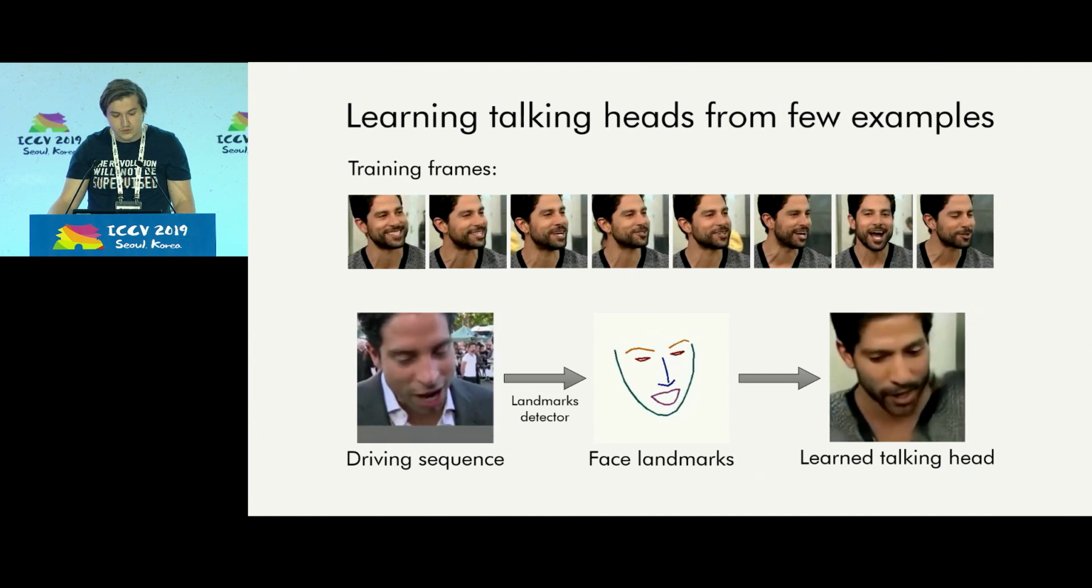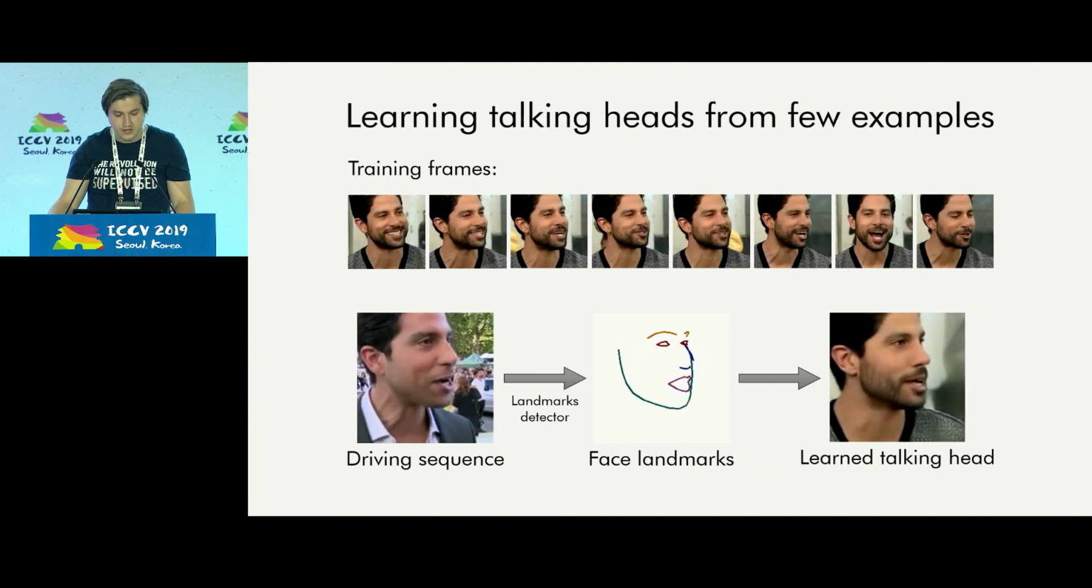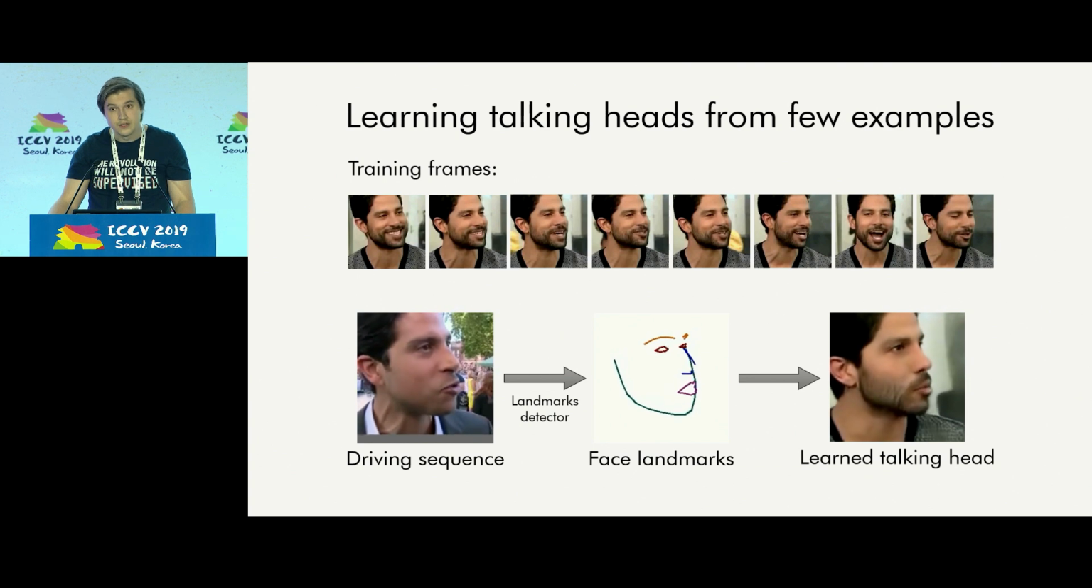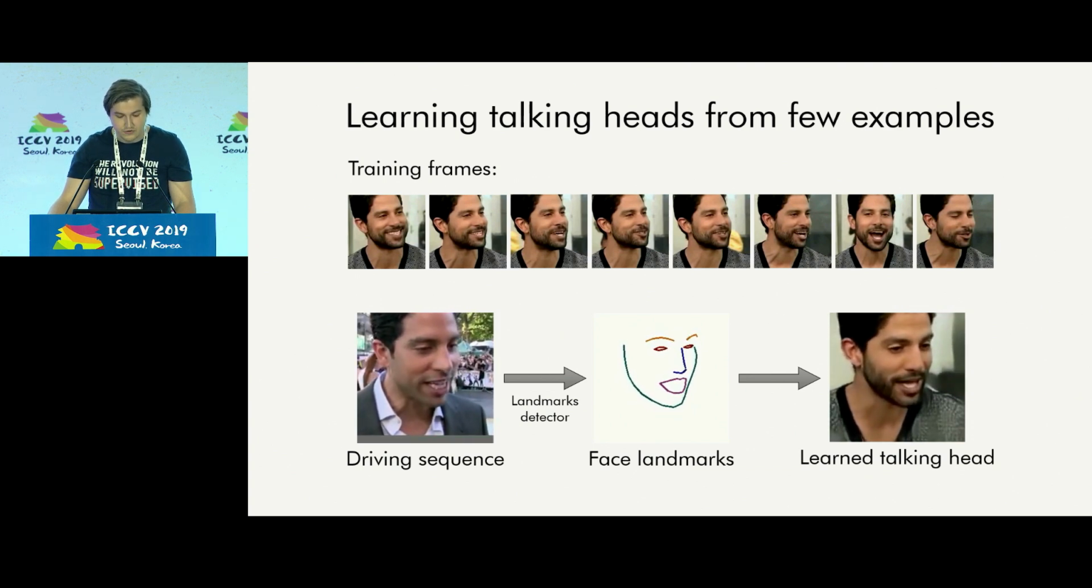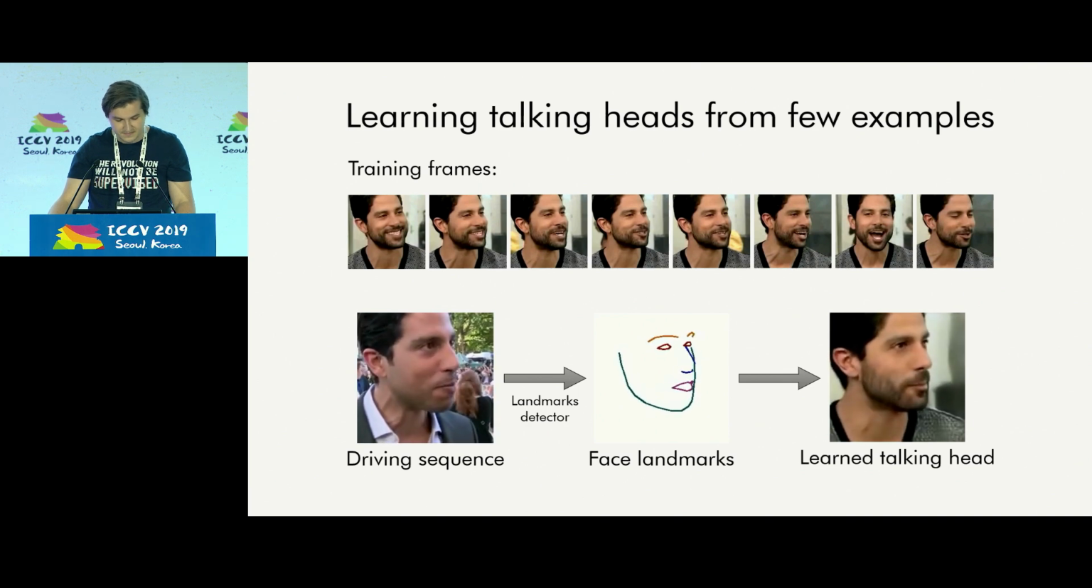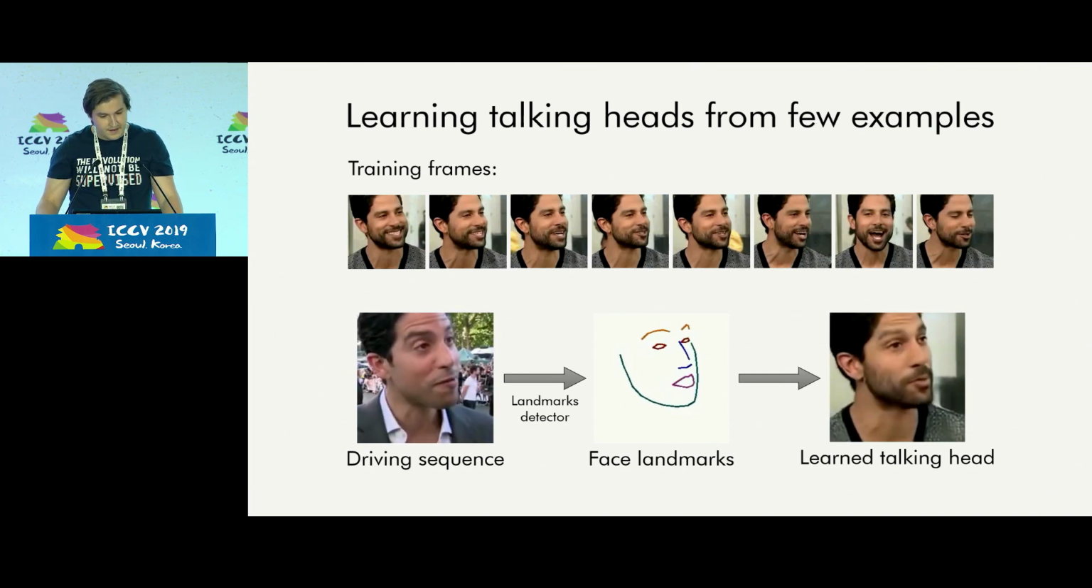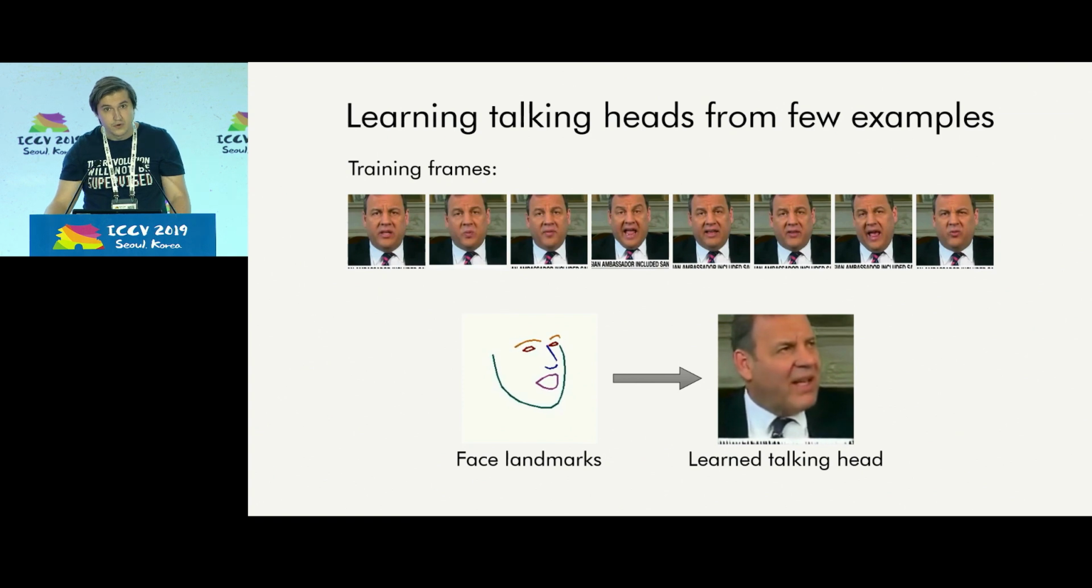In our work, we extract landmarks by running an off-the-shelf face landmark tracker on a different video of the same person. Effectively, the learned model serves as a realistic avatar of a person. Our talking head model works well even for new view angles, not present in the few-shot training set as shown here.